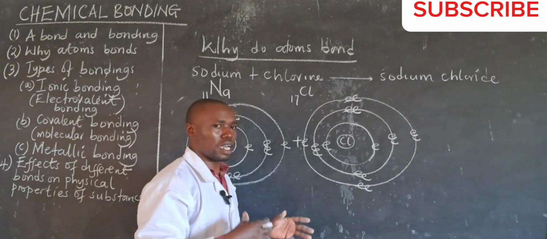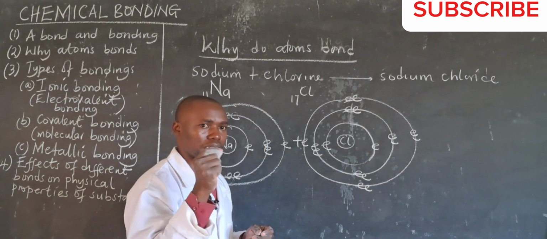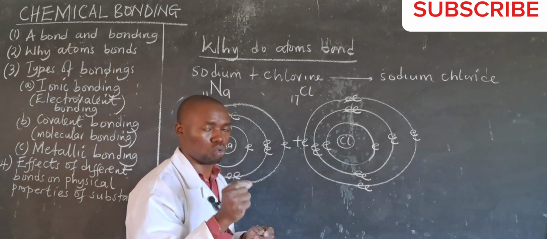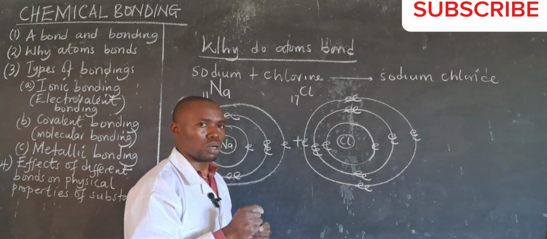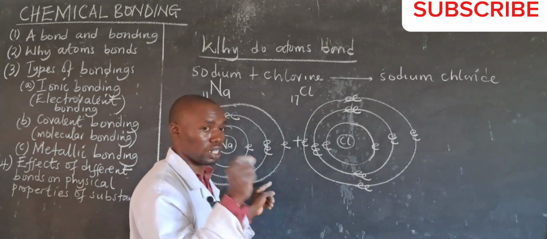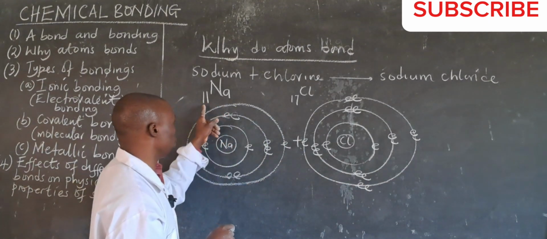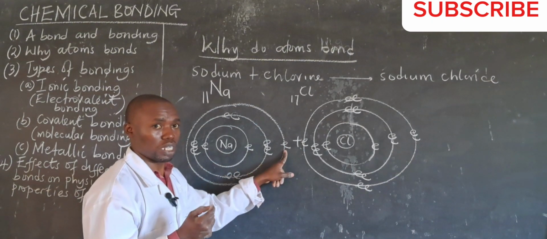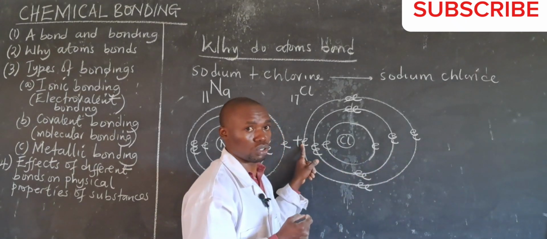Now we realize that atoms are only stable if the outermost shell has 8 electrons, in case the atom has atomic number more than 2. But if the element has atomic number of 2 and below, it is stable if the outermost shell has 2 electrons. So to be stable, sodium has to have 8 out, but it has 1 electron. The electron outside is called a valence electron. Chlorine has 7 electrons, so it's also not stable.